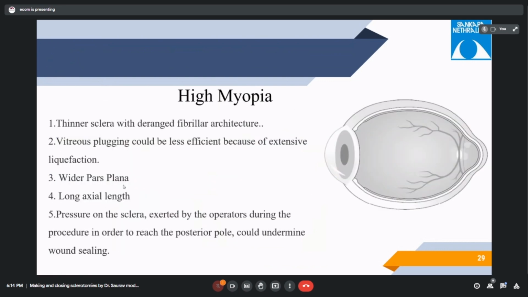In case of high myopia, the problems we face are the thin sclera, the wider pars plana, and the long axial length. The vitreous plugging the wound is less efficient because of liquefaction, and the pressure on the sclera exerted by the operator during the procedure in order to reach the posterior pole could undermine the wound sealing. So what are the modifications done?